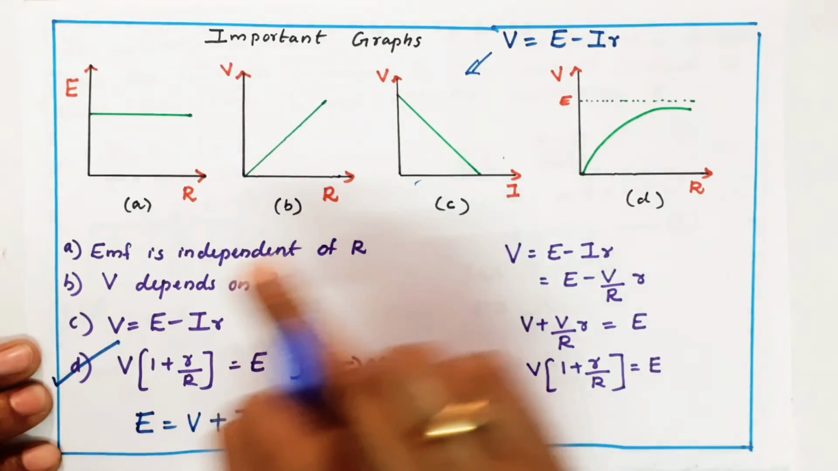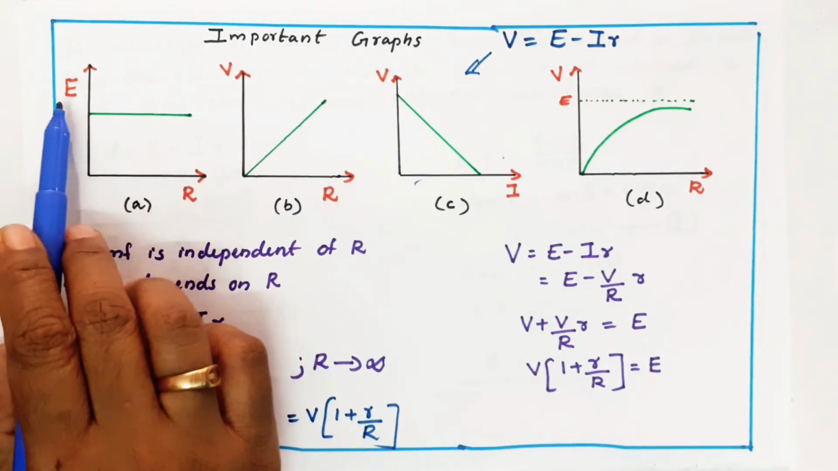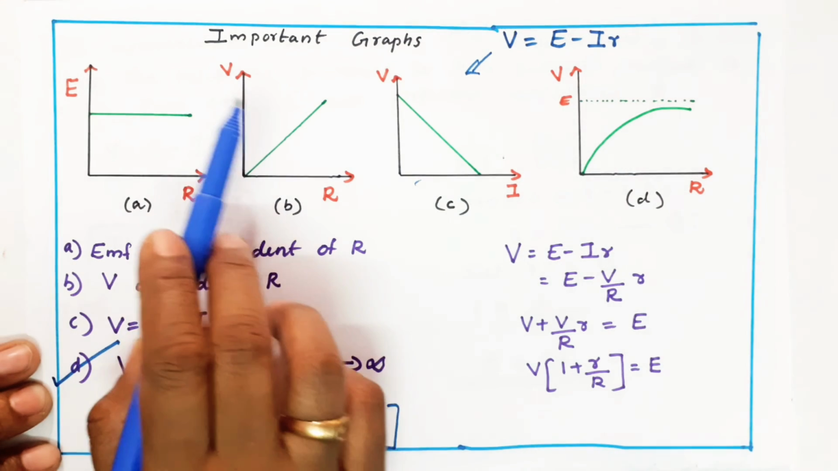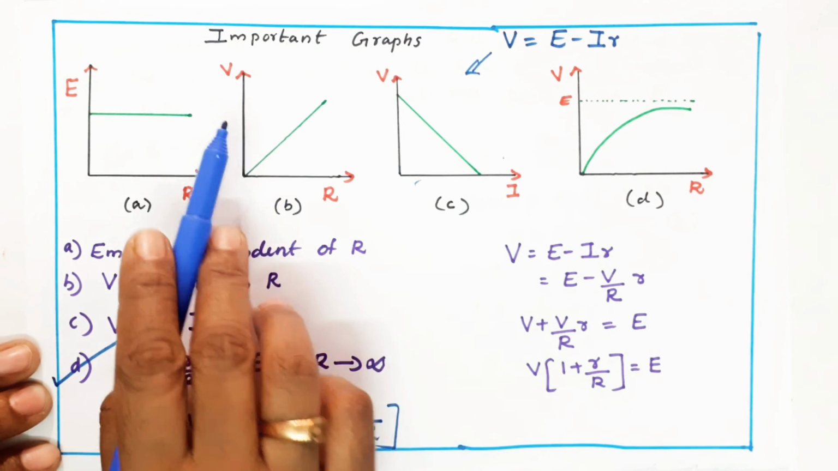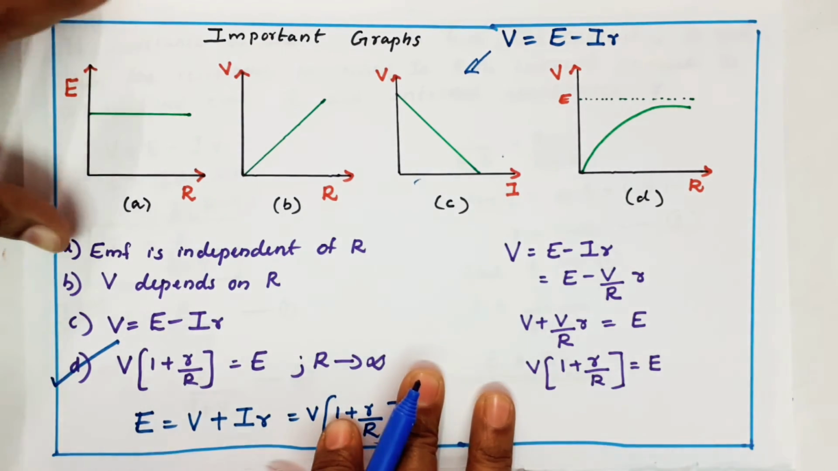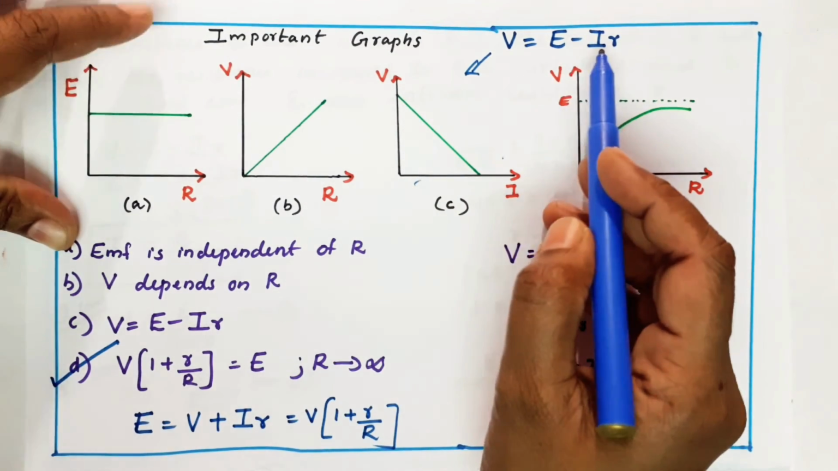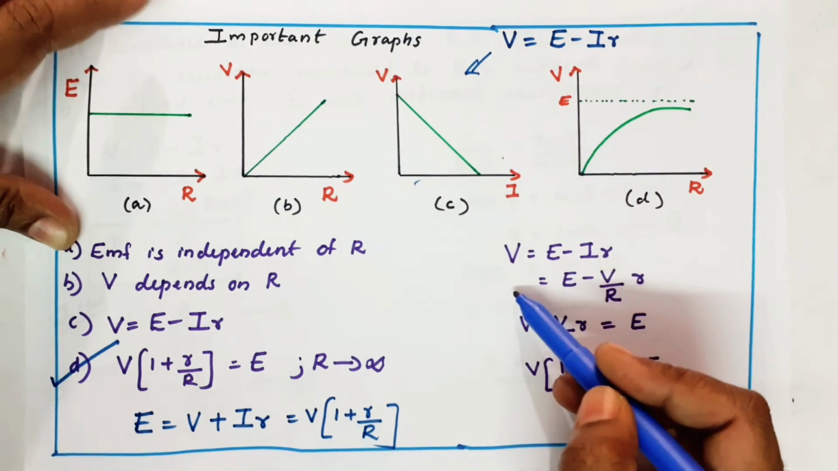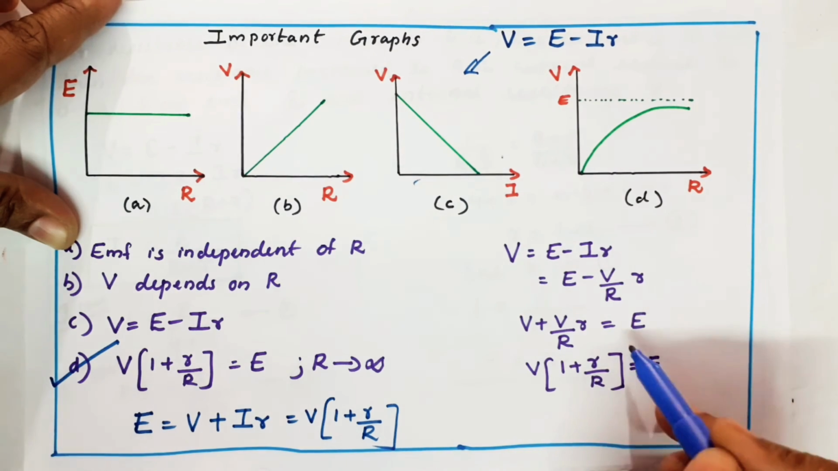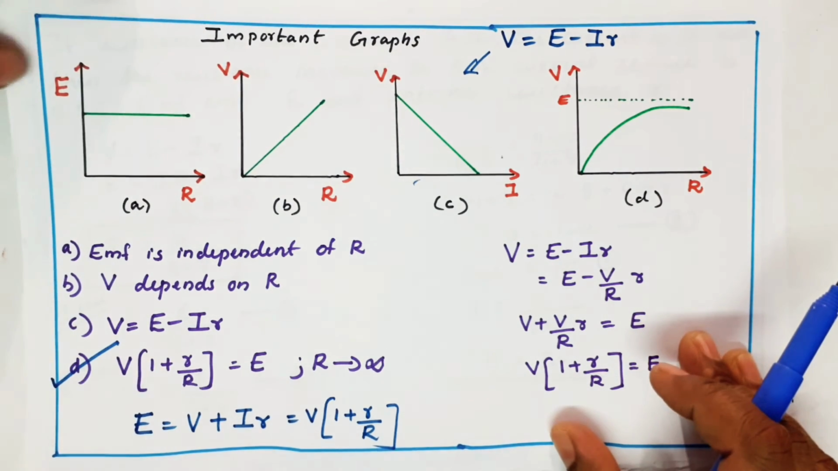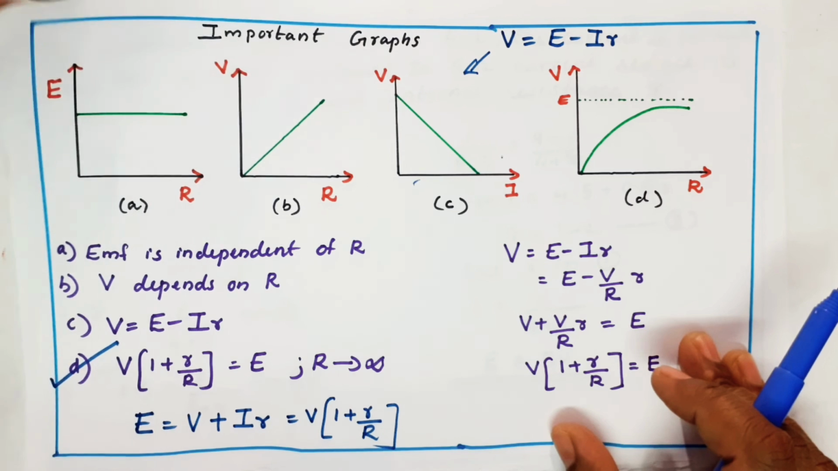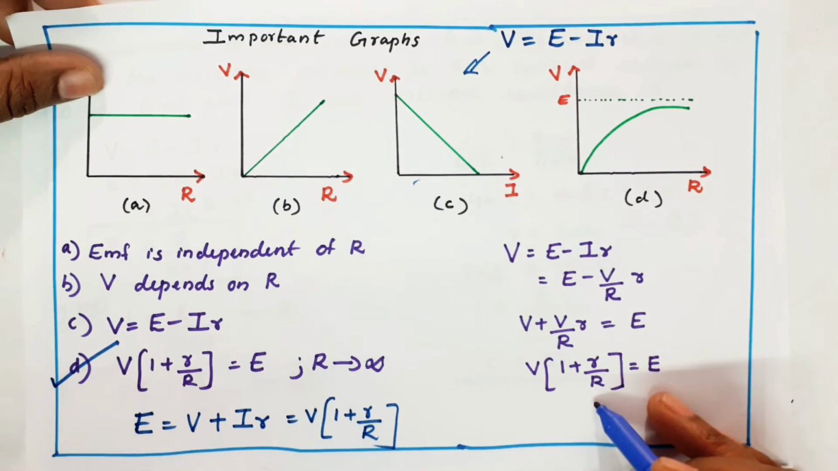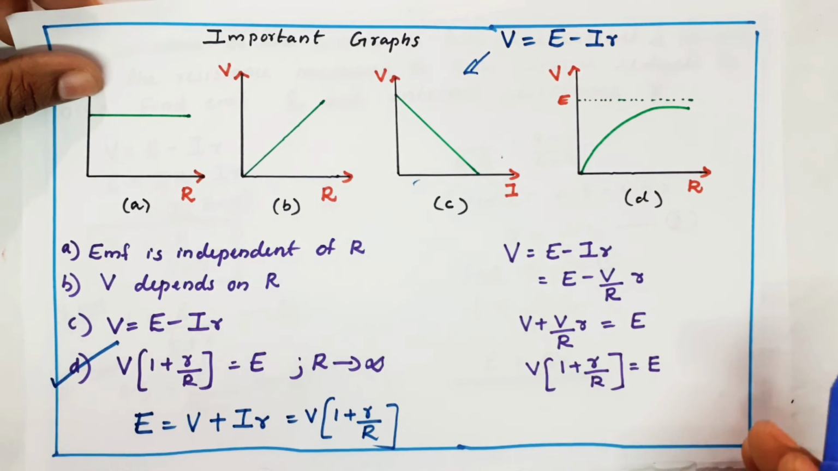So I gave you a total of 4 graphs. One is EMF with external resistance; they are independent. Then V with a capital R, that is potential difference with R. Then V and I: according to this relation, as I increases, V decreases. The last one is the same relation written in another form: V into 1 plus R by R equals E. In this equation, if R tends to infinity, V will be equal to E.